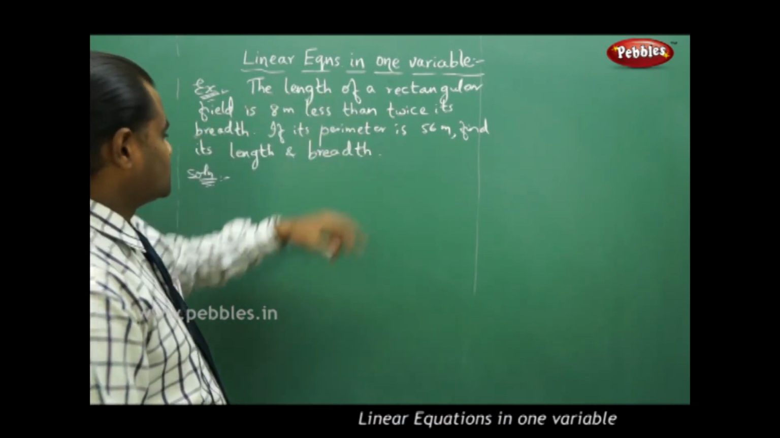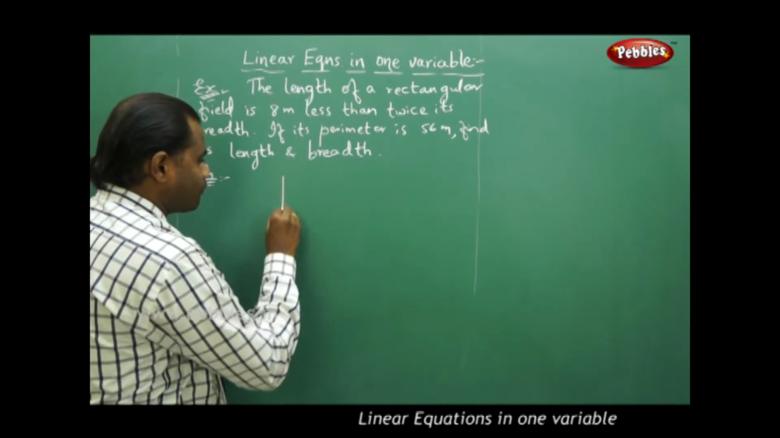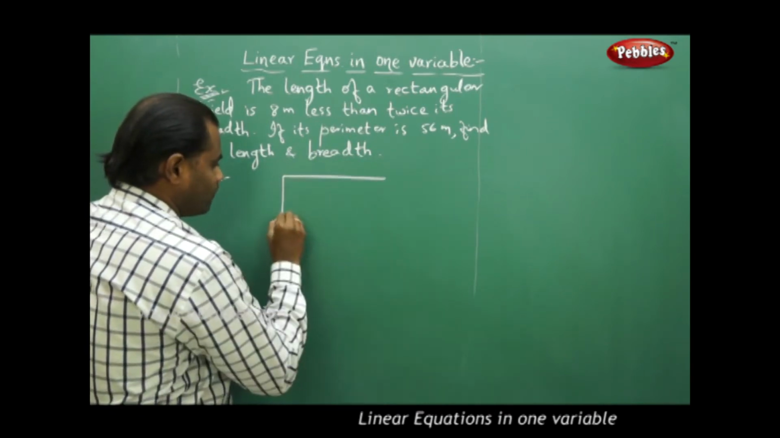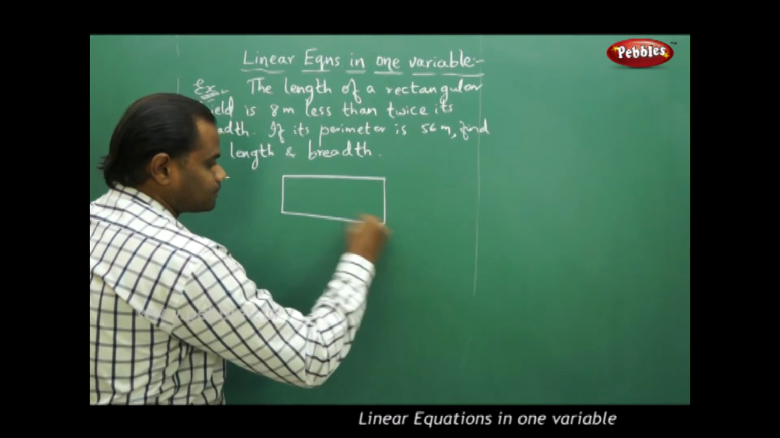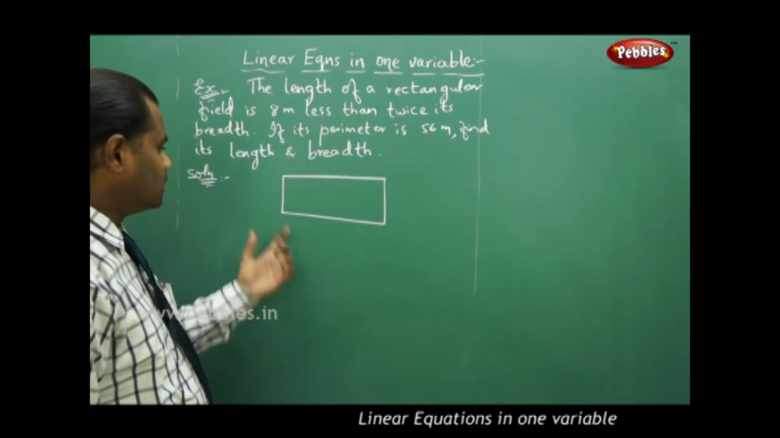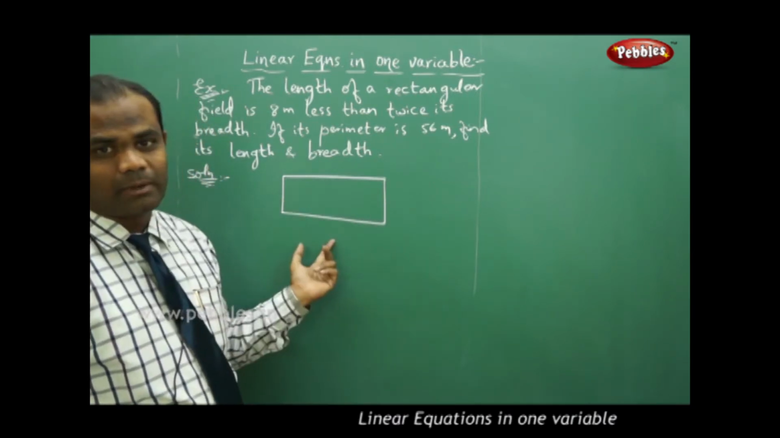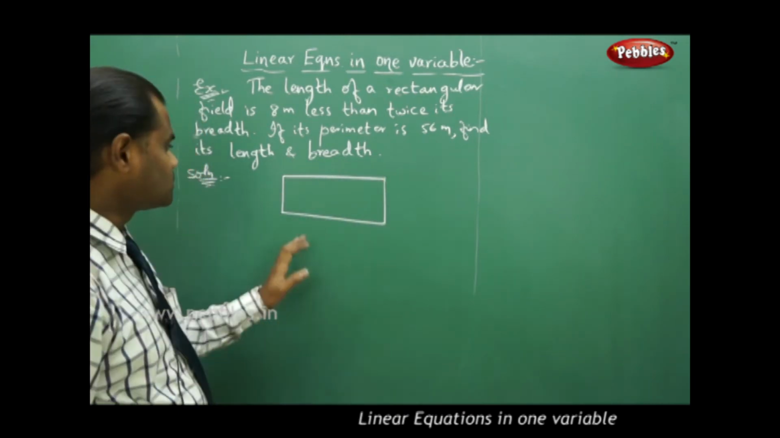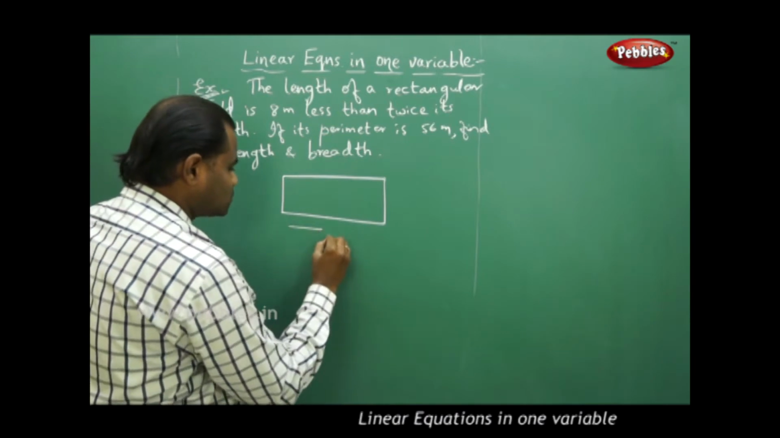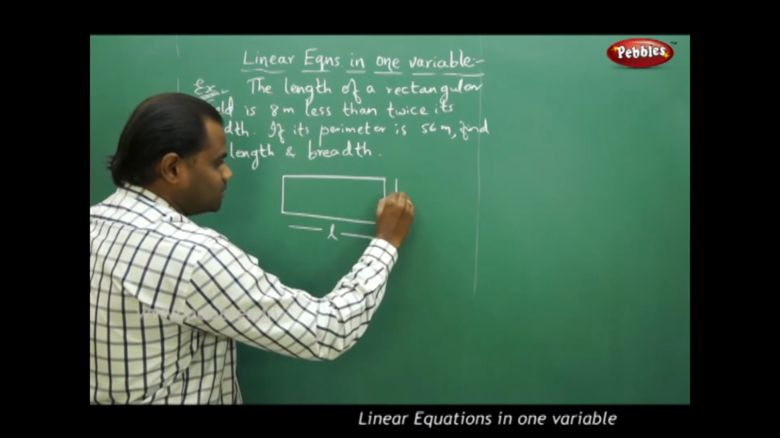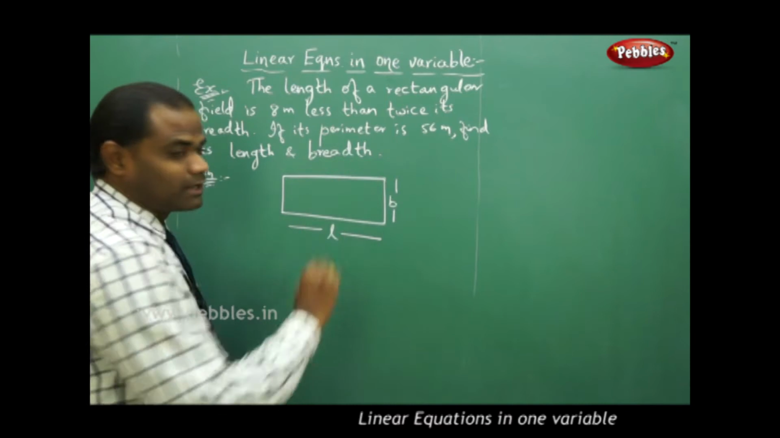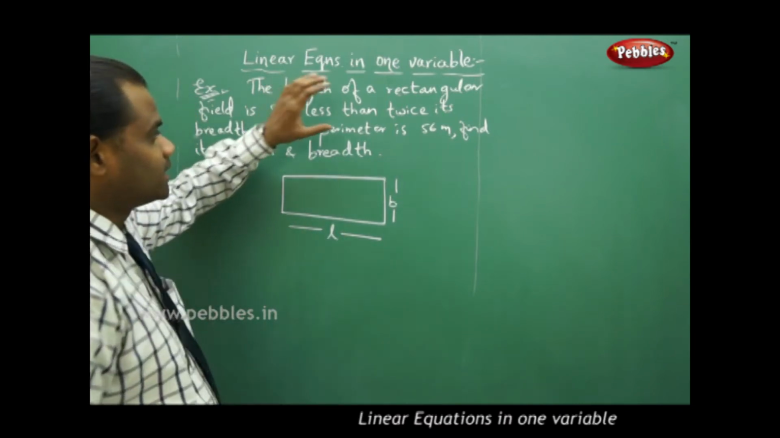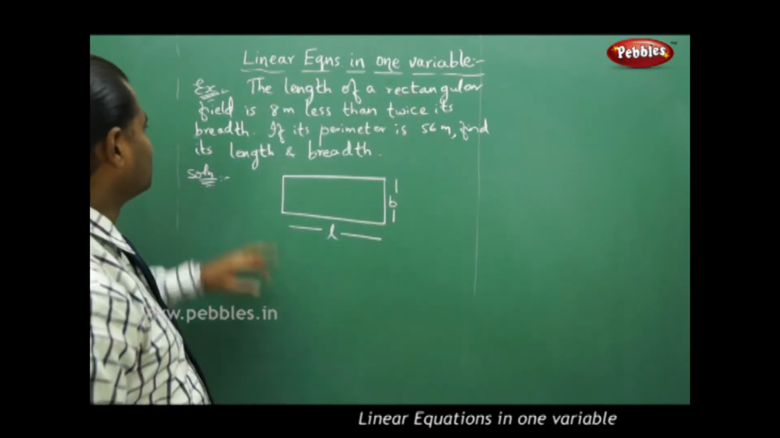So for that, first I draw a rectangular field. As we all know, a rectangle has opposite sides equal and parallel, and of course each angle is 90 degrees. So using this, if I assume this to be the length, then this would be the breadth or the width of the rectangle. Now let's take the given conditions out here in the mathematical form.